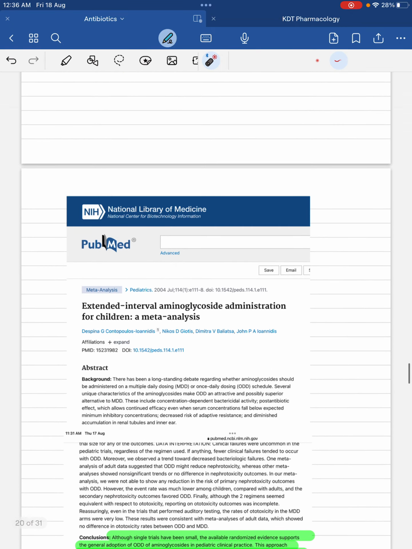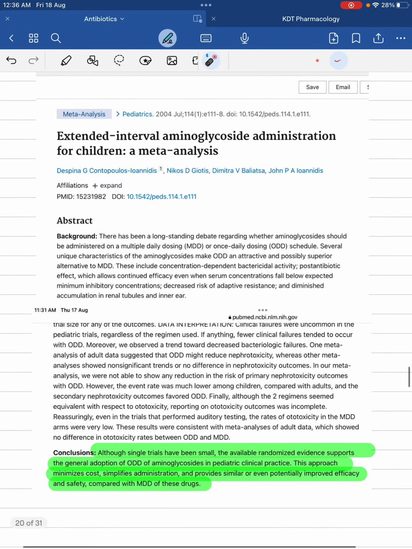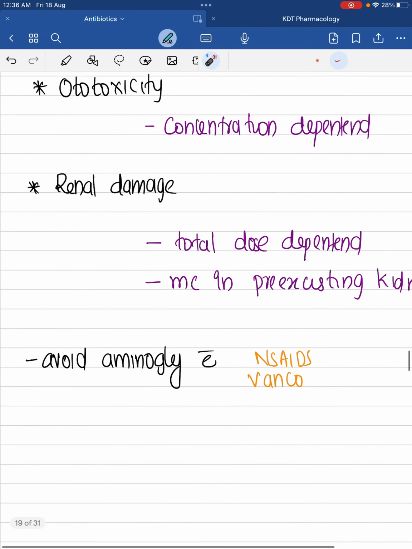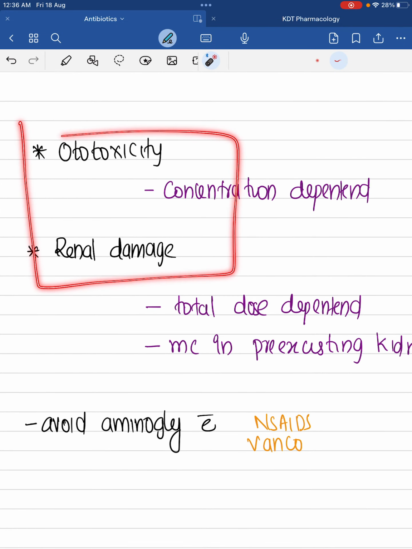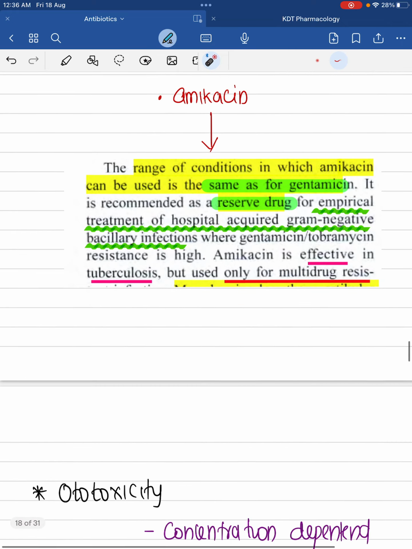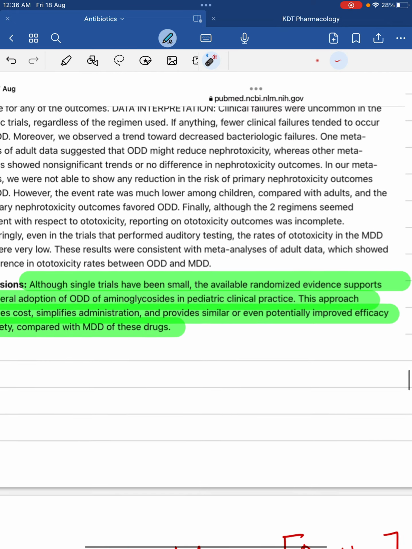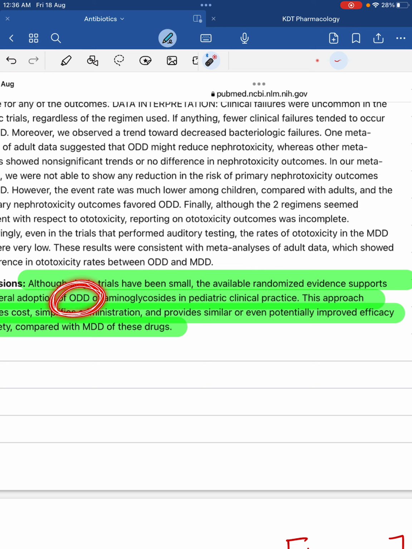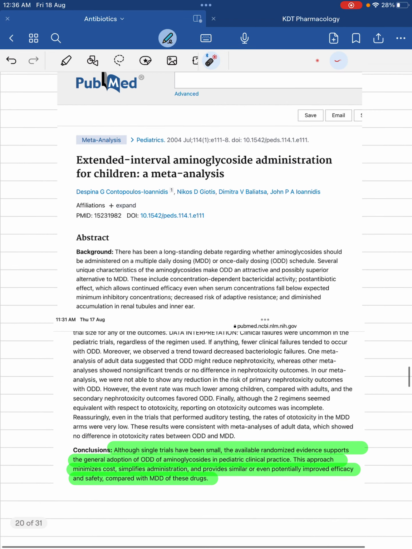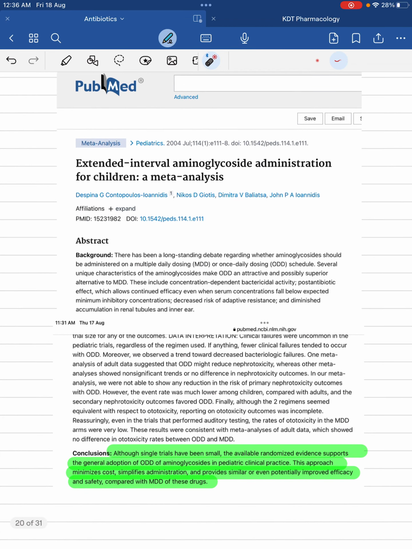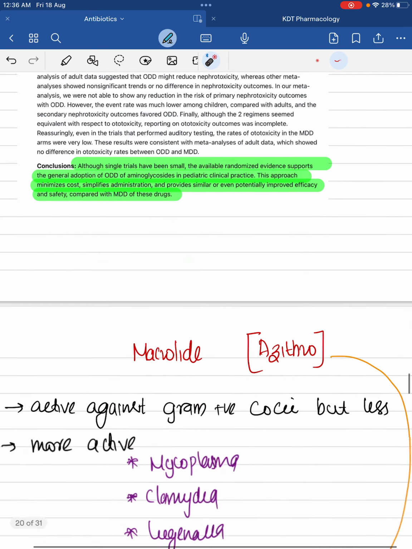So this is one study which is telling what we have to do to reduce this toxicity of aminoglycosides: we can give it as a single OD dose. If we give an OD dose, this study is telling that the toxic effect of aminoglycosides can be reduced.